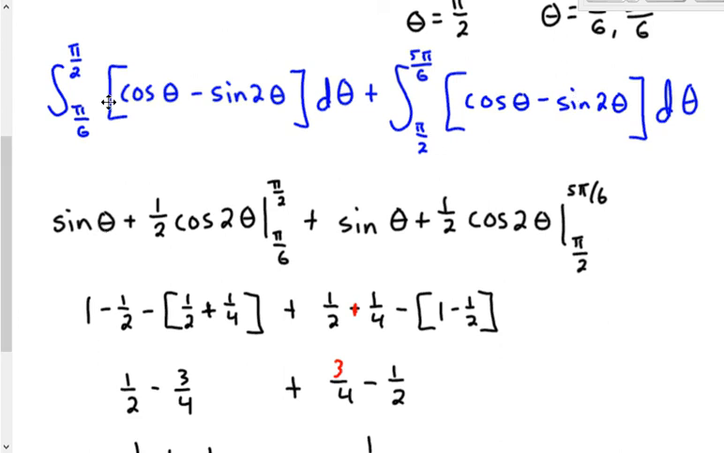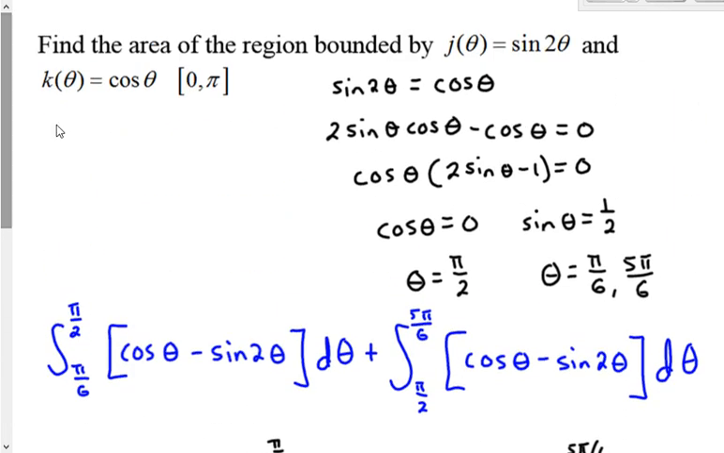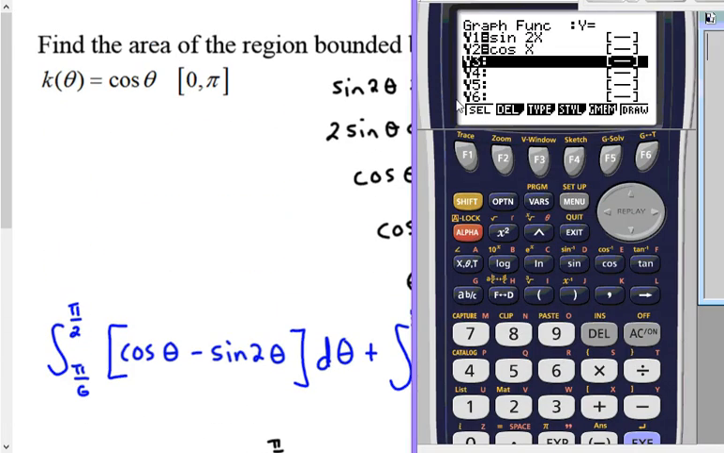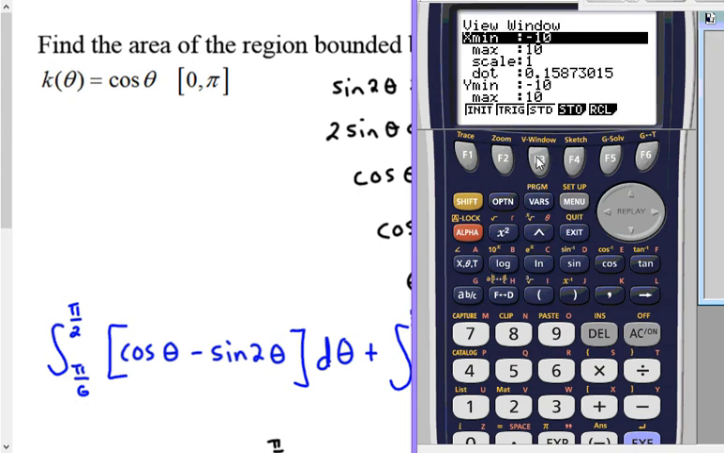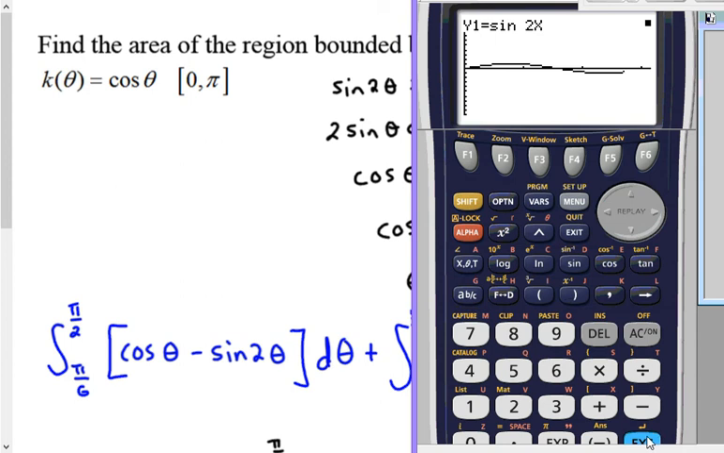Right, and if I actually go and graph these two functions, right? If I graph sine of 2x and cosine of x, right, I'm going to go in here and change my window just to go from 0 to pi. And then I'm going to hit zoom auto just to get a better look at it.